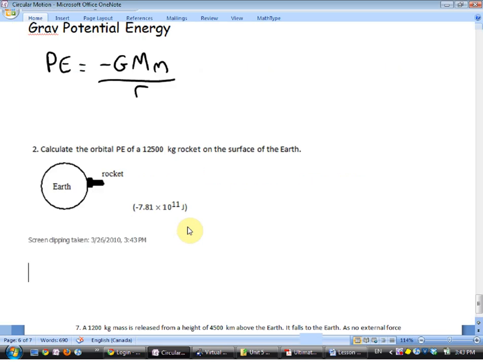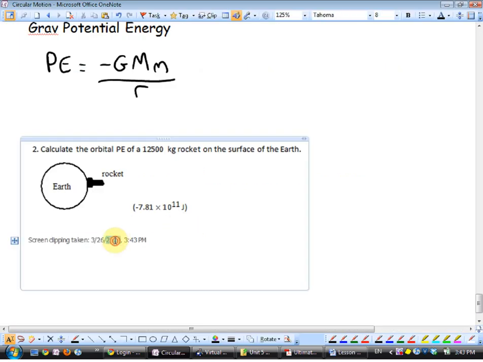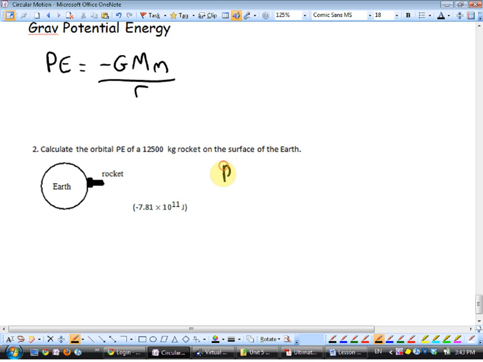It says calculate the orbital potential energy of a 12,500 kilogram rocket on the surface of the Earth. Why do they say orbital potential energy? They're saying don't use mgh, please. Use the cosmic. Okay. I would say potential energy equals negative big G, big M, little m over R. Have they mentioned a change in height here or anything like that? No, it's not work. I'm not moving something.